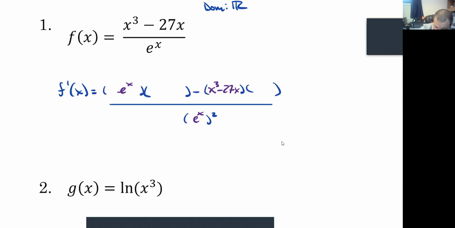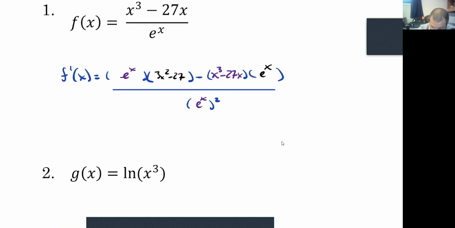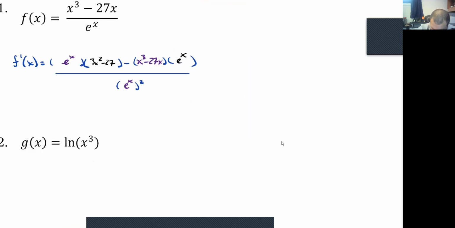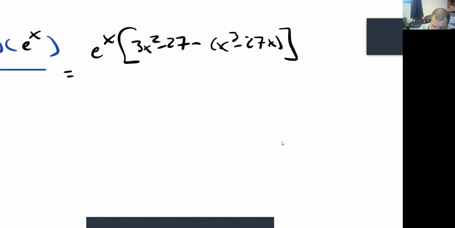So we can take the derivative of x cubed minus 27x. That's going to be 3x squared minus 27. And we can take the derivative of e to the x right here. That's e to the x, right? So we can simplify this a bit. We can pull an e to the x out of everything. And that's going to give us 3x squared minus 27 minus x cubed minus 27x, all over e to the x squared.